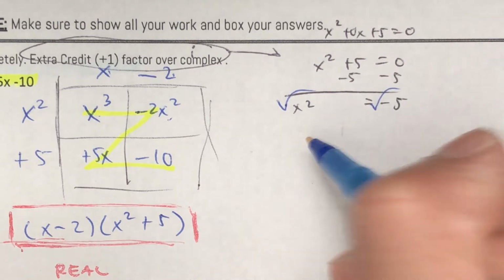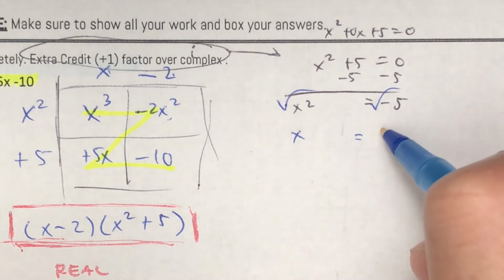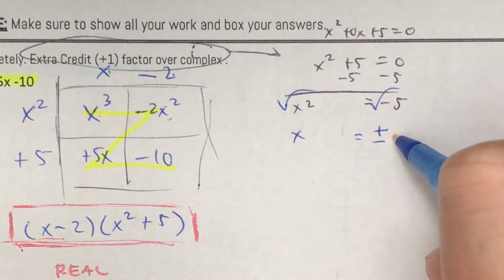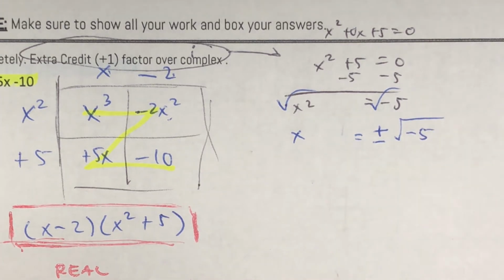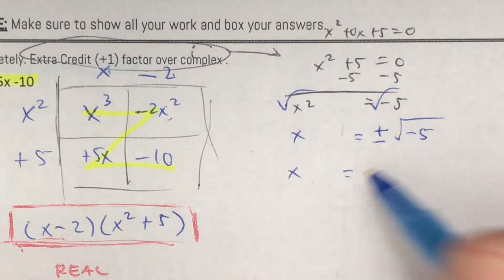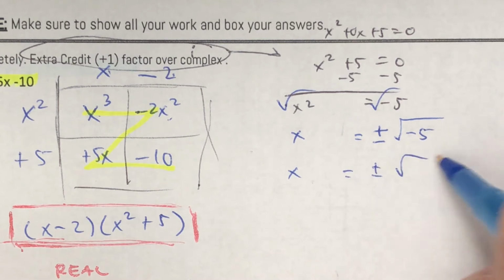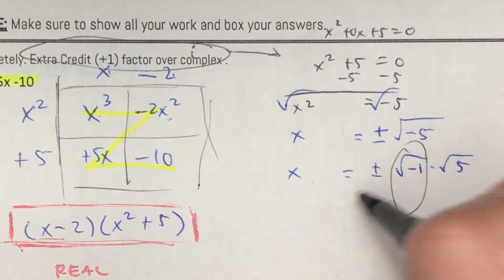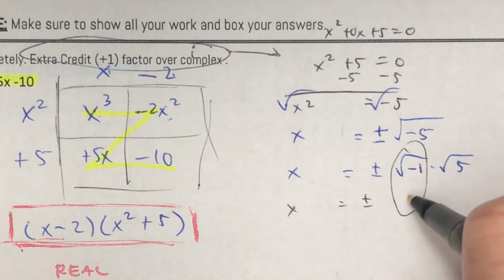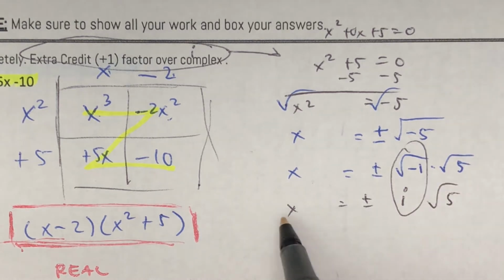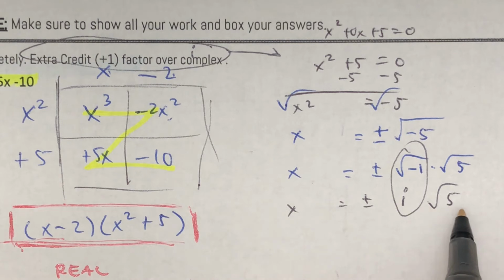We're going to take the square root here. x equals, pay attention, you need both a plus and a minus, the square root of negative 5. And then the factors of negative 5 are the square root of negative 1 times the square root of 5. This one becomes plus or minus i, and then square root of 5 you cannot simplify. So your answer is x equals plus or minus i radical 5.